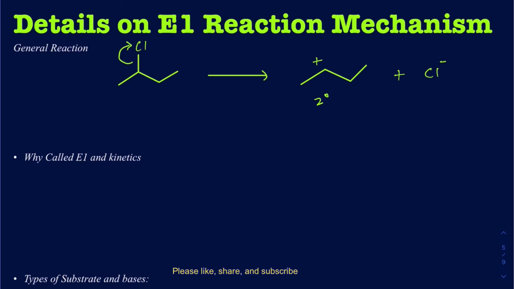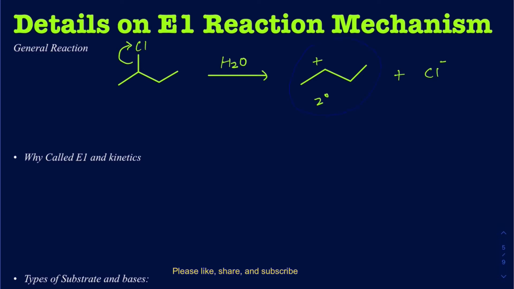Now, these E1 mechanisms are going to be taking place with a weak base. So I can have either water or methanol as my weak base here, and those are going to be your typical weak bases that you're going to be using in E1 mechanisms. After running the first step, your second step is going to be different than what you have seen in the case of SN1 mechanisms.